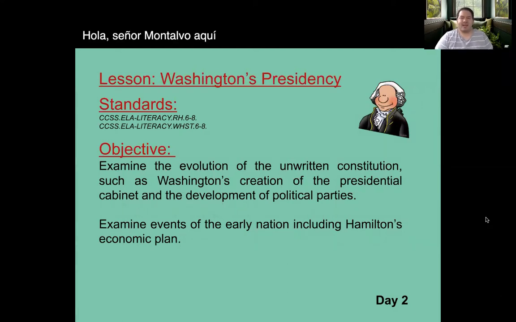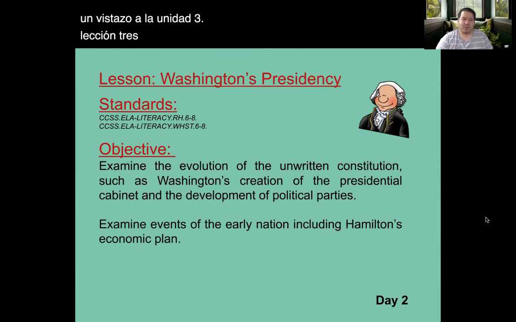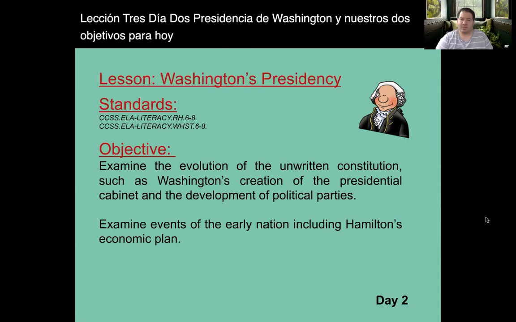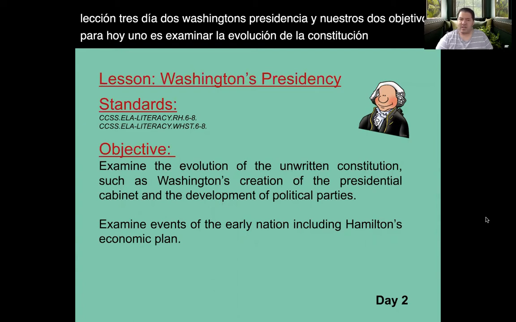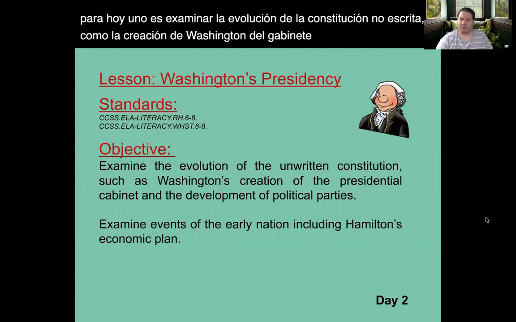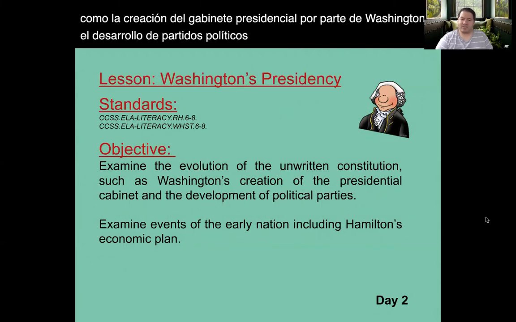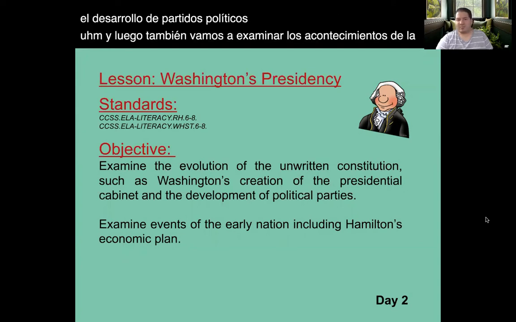And today we're taking a look at Unit 3, Lesson 3, Day 2, Washington's Presidency. And our two objectives for today, one is to examine the evolution of the unwritten Constitution, such as Washington's creation of the presidential cabinet and the development of political parties. And then we'll also examine the events of the early nation, including Hamilton's economic plan.